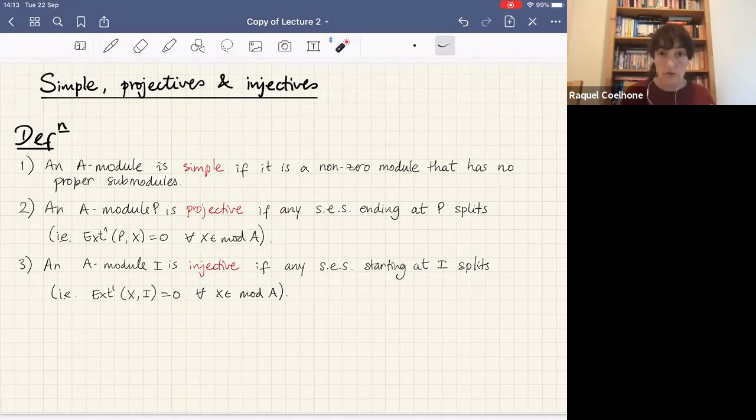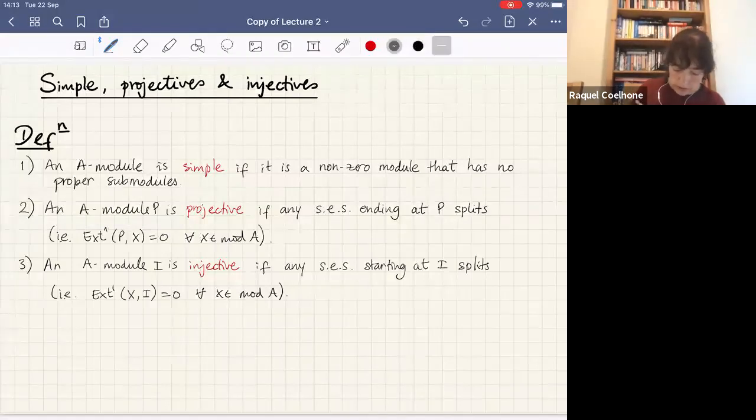I don't know if you have studied this, but just so you know what this means. A module is simple if it is a non-zero module that has no proper submodules. Then a module is projective if any short exact sequence ending at P splits. And the injective is kind of the dual, so any short exact sequence starting at I splits. You probably saw this definition instead, but this is the same.